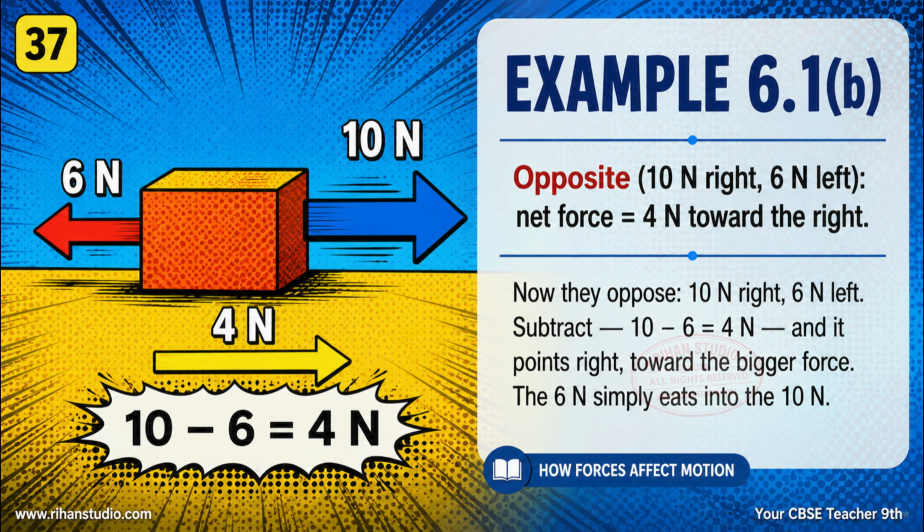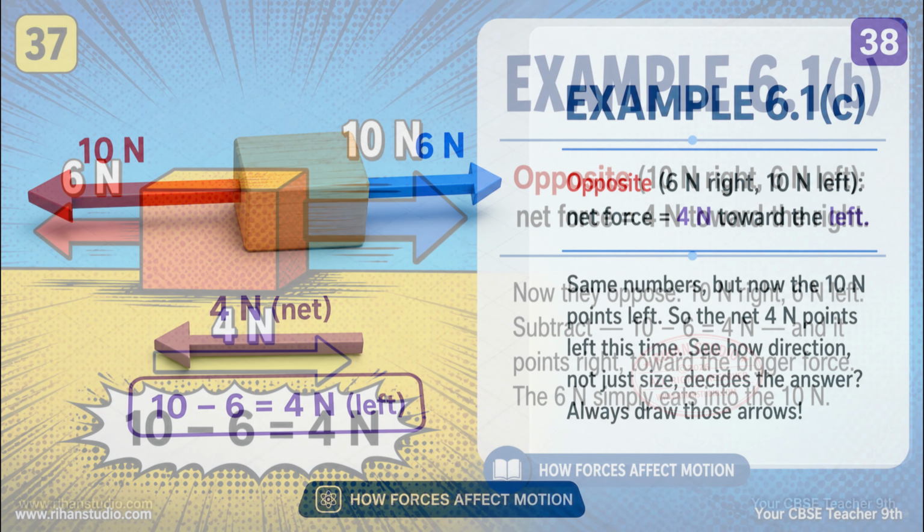Example 6.1, Part B. Now they oppose. 10 newtons right, 6 newtons left. Subtract. 10 minus 6 equals 4 newtons, and it points right toward the bigger force. The 6 newtons simply eats into the 10 newtons.